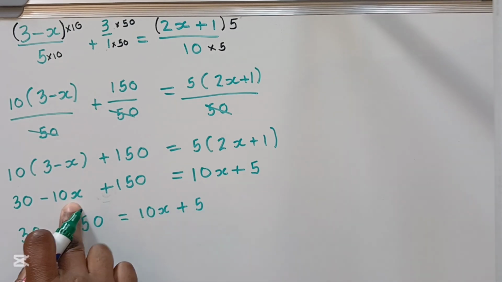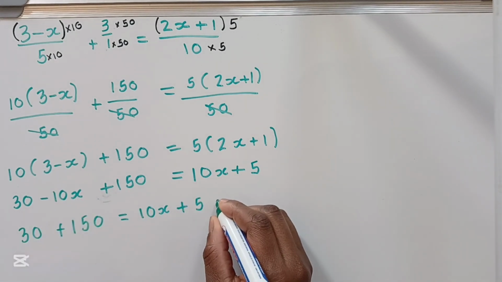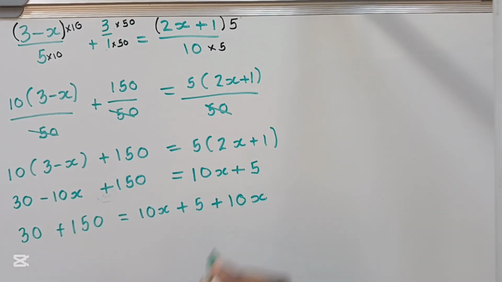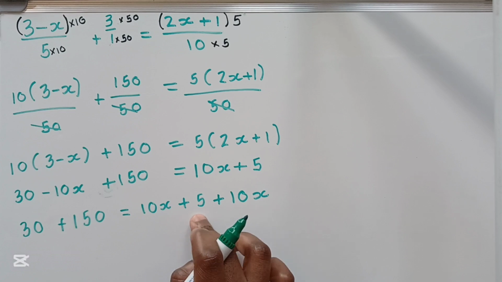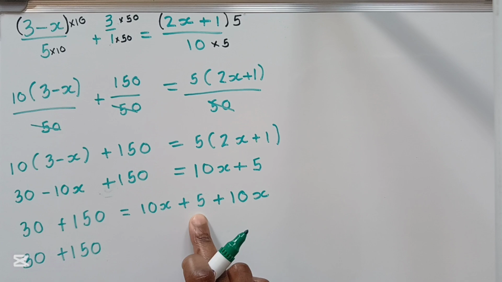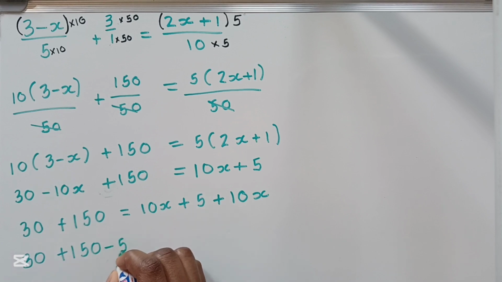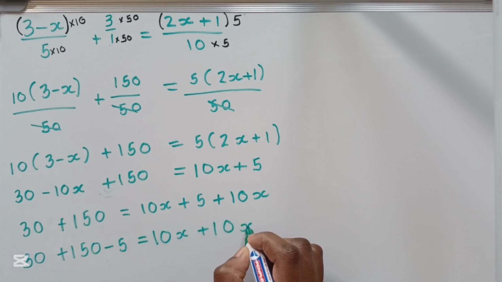Since we're moving negative 10x on the other side of the equation, its sign will change and become positive, plus 10x. We are not done yet. We still need to isolate the unknown variables on one side, but we have this 5 here. It is no unknown variable. So let's move the rest on the other side of the equal sign. So we have 30 plus 150. Since it's positive 5, when you move it this side, it becomes negative 5. Negative 5, 10x plus 10x.